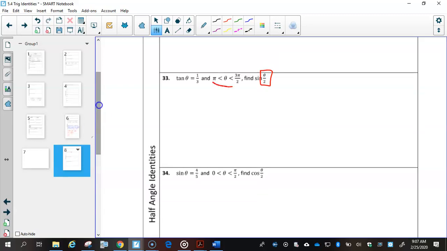Right now, they're telling us where this is. This is in the third, tangent's positive, that makes sense. So that means tangent's value is positive. That's what they're telling us first.